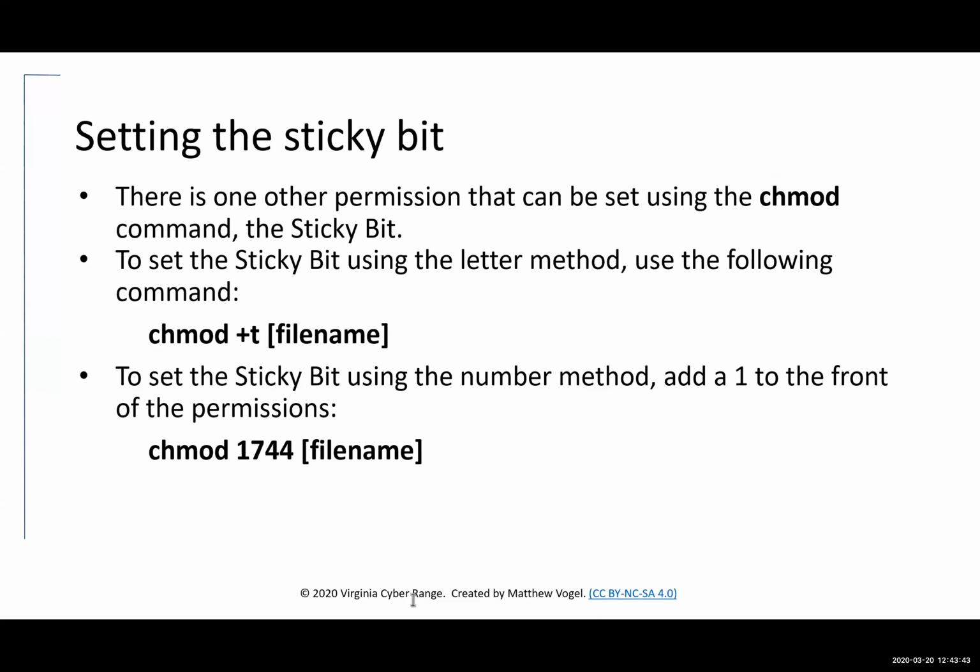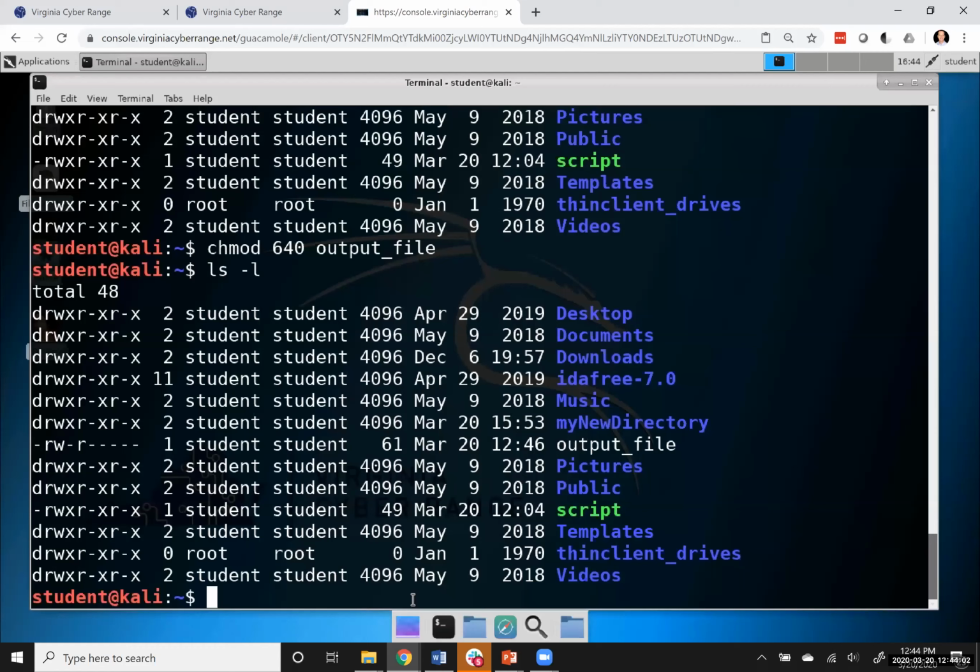Okay, and the final thing we're going to do is set the sticky bit on that file. So I can say chmod plus T and then the file name to set the sticky bit, or I can use a 1 at the very beginning of my numerical file permissions. The easiest way to do this is just to use the plus T. So now if I say chmod plus T output file, I get that sticky bit set, right? There's that T at the end that says you cannot delete this file unless you are the root user or the owner of the file.